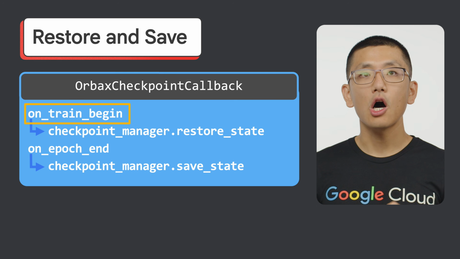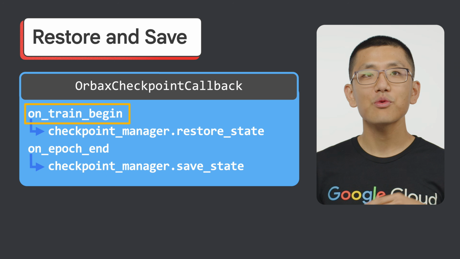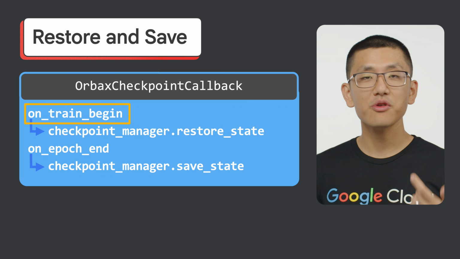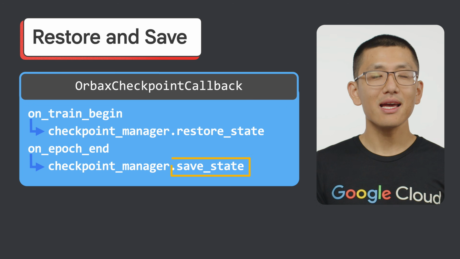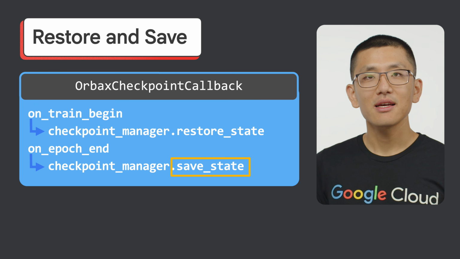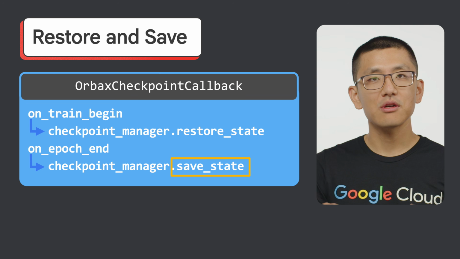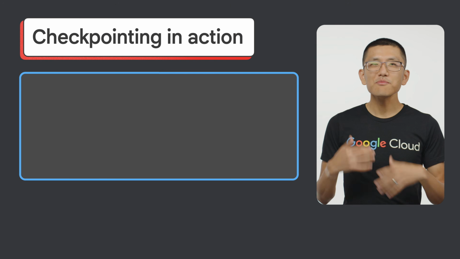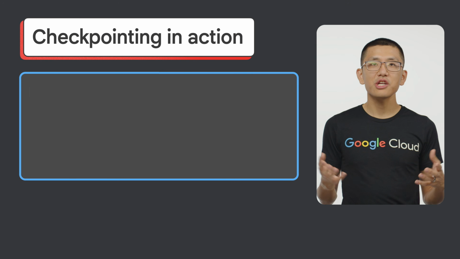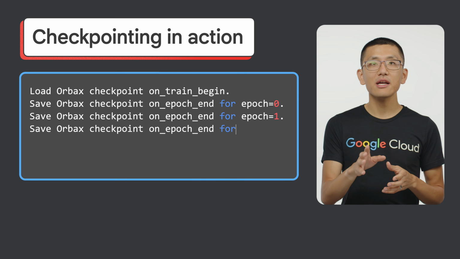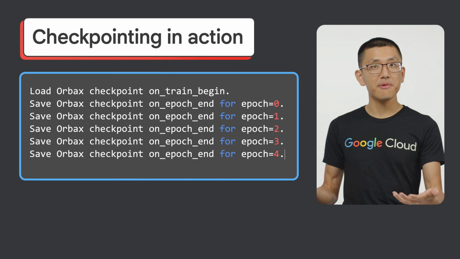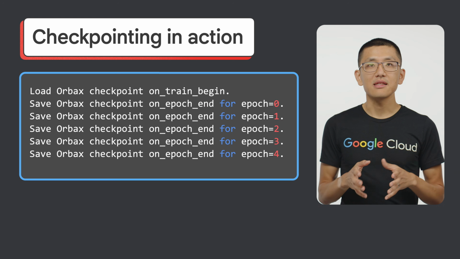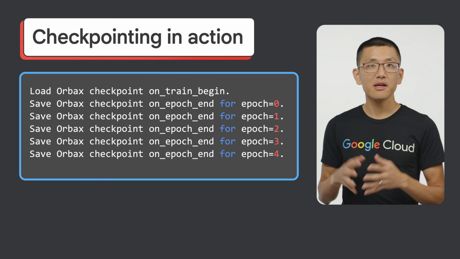First, during onTrainBegin, it restores the latest checkpoint, if one exists, ensuring you resume training correctly. And second, at the end of each epoch, it explicitly saves the current model state using save state. For instance, a simple model training for 5 epochs will generate a message indicating that the Orbax checkpoint is saved at the end of each epoch. And after training, the checkpoint files will be visible in the specified Orbax checkpoint directory.